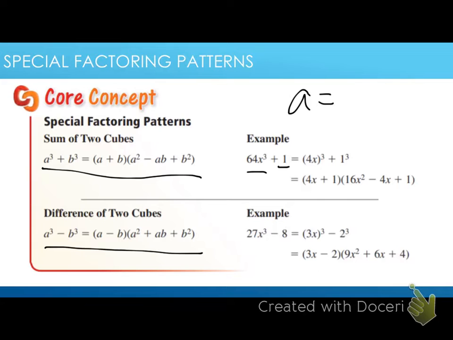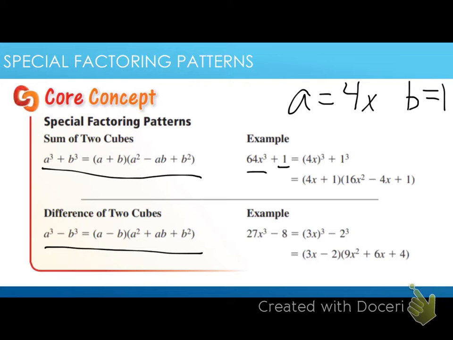Cube root, not square root. 4. What number times itself three times gives me 64? 4. Cube root of x cubed? X. So x times x times x would give me x cubed. So the cube root of 64x cubed is 4x. That's my a value to plug in. Cube root of 1? 1. So my b value would be 1.